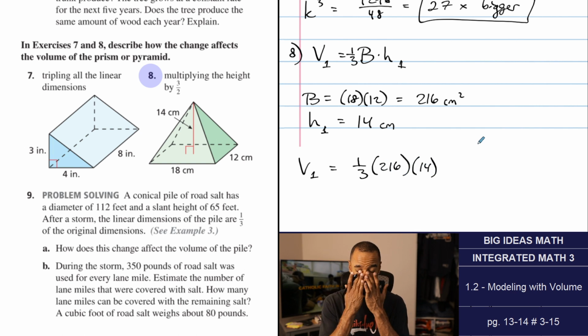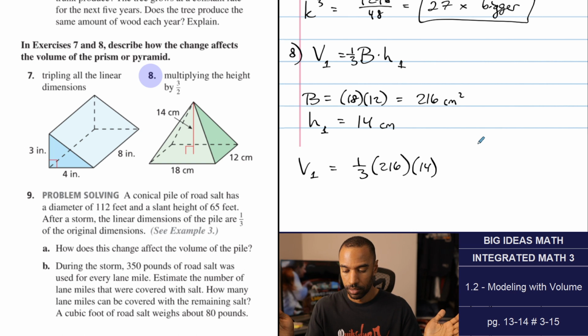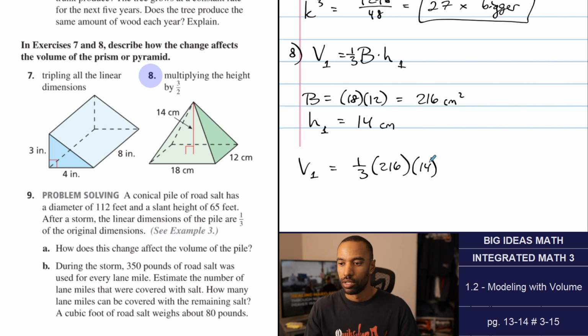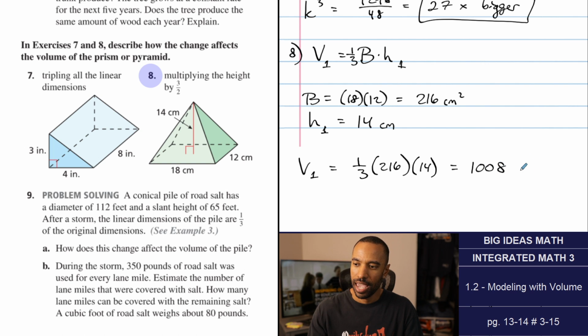A third of 216 is 72. 72 times 14, might as well work that out. 72 times 14 is 1,008. So 1,008 cubic centimeters of the original.